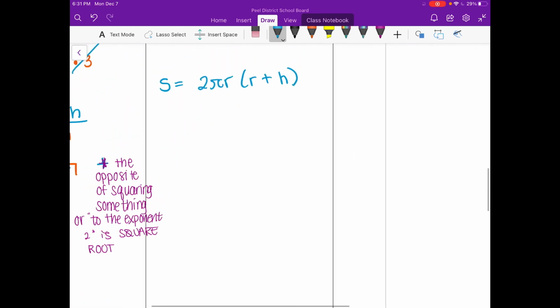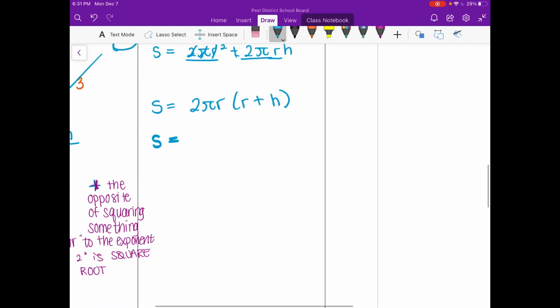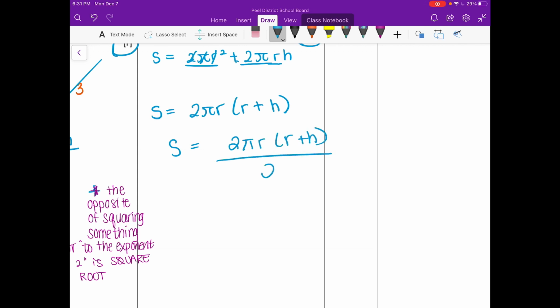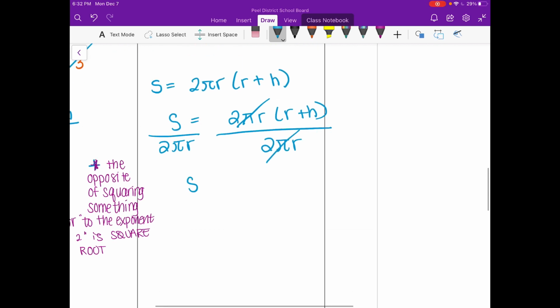Sorry about that. So now I have S is equal to 2 pi r times r plus h, right? And so in order to get rid of that 2 pi r, what I'm going to do is I'm going to divide by 2 pi r, divide by 2 pi r, right? This will cancel out. So I'll be left with S over 2 pi r is equal to r plus h.